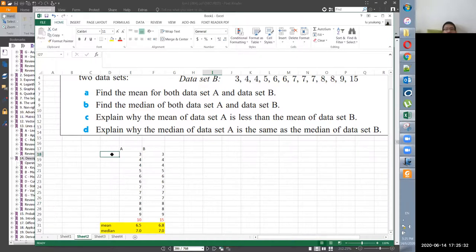So how many numbers are here? Yeah, 13 of them, right? So you should be looking at the 7th. This is the median, the middle number. So there is no difference for the median between set A and set B. But for the mean, there is a difference, because there is a difference in the last data points for both set A and B. So, pretty simple example.